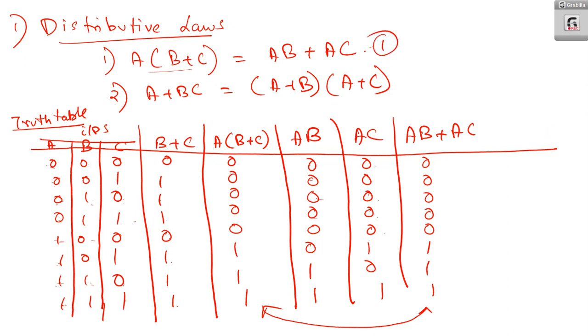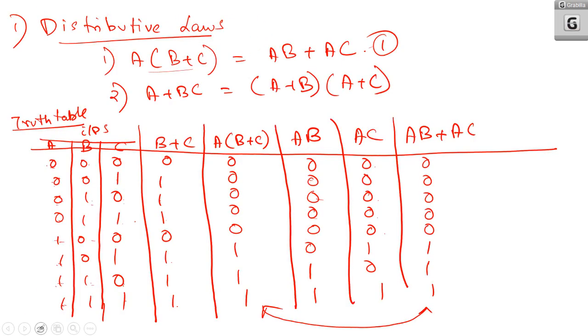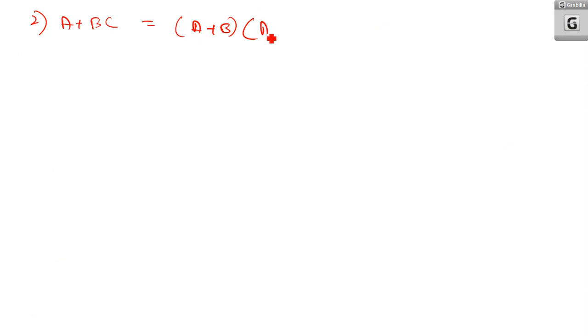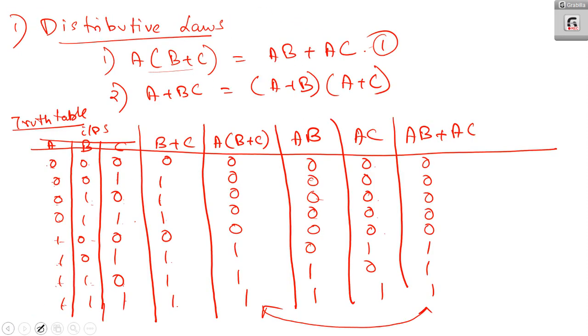Now let me try the second one. What is the second law? The second law is A or (B and C), which is (A or B) and (A or C).